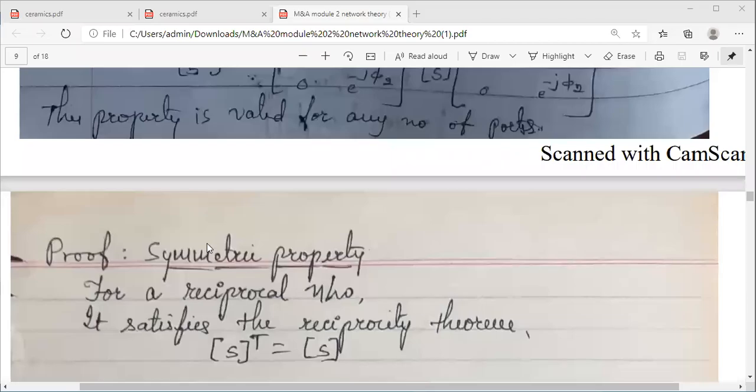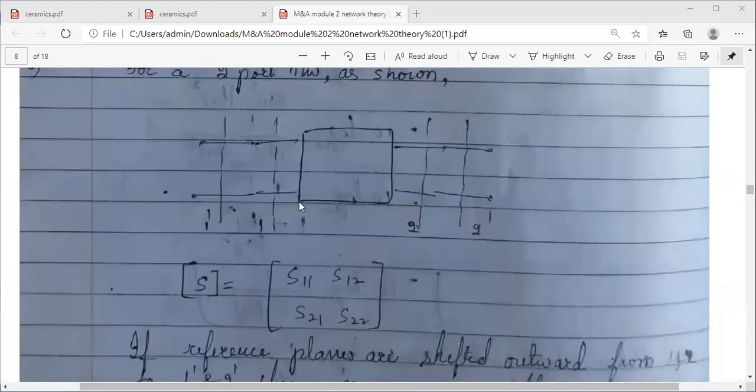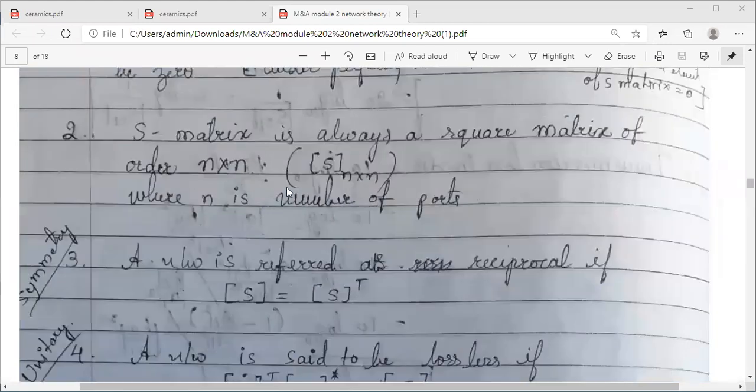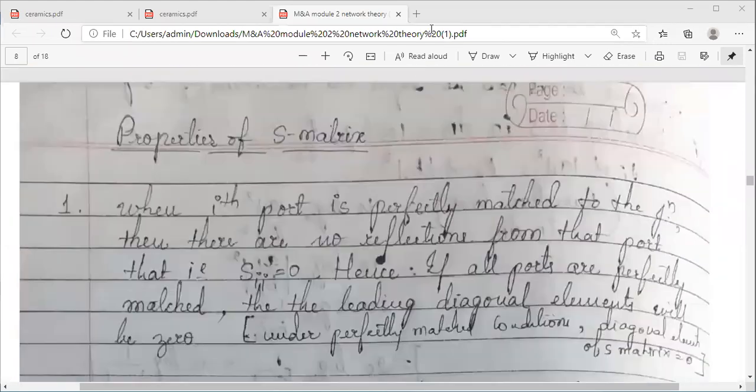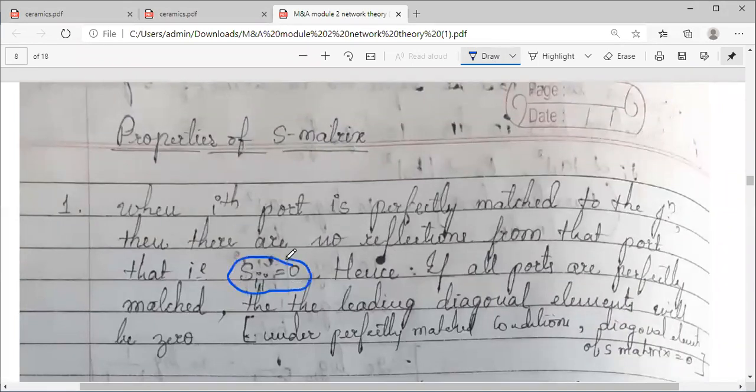In the previous session, we have seen some of the properties of S parameters, the S matrix. Let me just recall very quickly. These are the properties which we have already discussed. The first one is, if there are no reflections, if there is a perfectly matched load, then we will get the diagonal elements of the S matrix as 0. This is the first property.